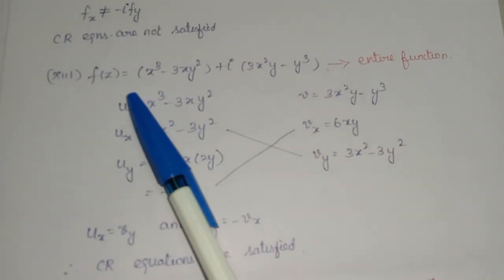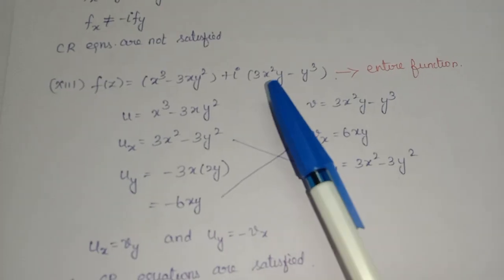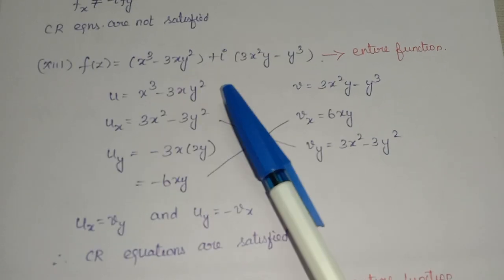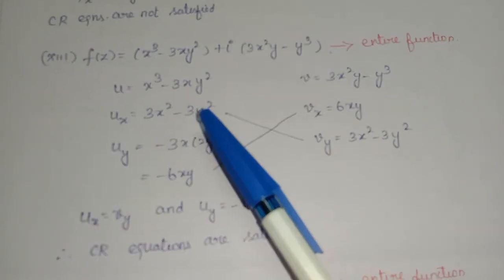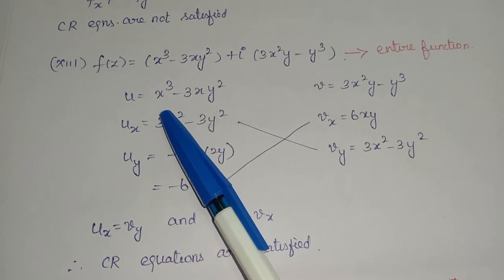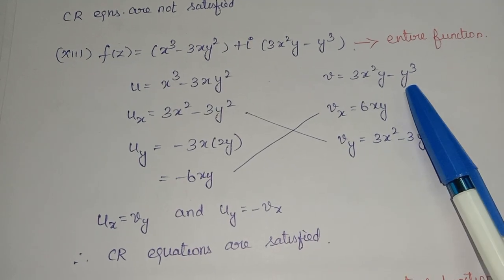Next one, f of z is equal to x cube minus 3xy square plus i into 3x square y minus y cube. Now, here I am going to make use of the original format, that is ux equal to vy and uy equal to minus vx. In that form, I am going to check. U is the real part, x cube minus 3xy square. V is the imaginary part, 3x square y minus y cube.